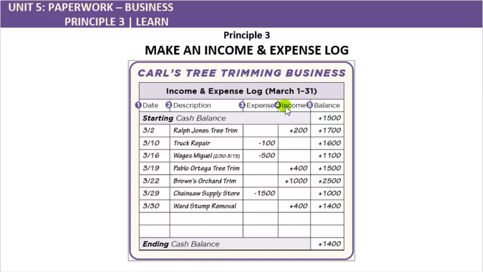Okay, so the fourth column is what? The income. So the money that came into our business, so income, money that came in. So income means money that came in, so it's called income. Come in, income. So whenever you see income, it is money that came into your business.